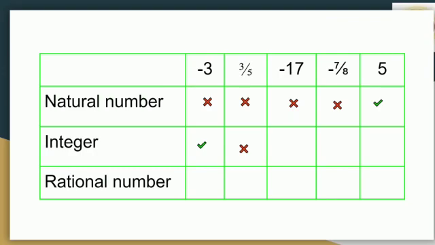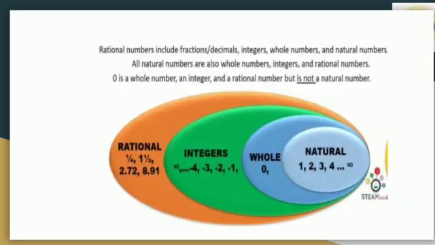Now let us see the last row. Always remember, natural numbers, whole numbers and integers belong to the group of rational numbers. So, minus 3, yes, it is a rational number. 3 upon 5 is a rational number. Minus 17 is a rational number. Minus 7 upon 8 is also a rational number. And 5 is also a rational number. Now we see that rational numbers include fractions, integers, whole numbers and natural numbers. All the number groups belong to the group of rational numbers.